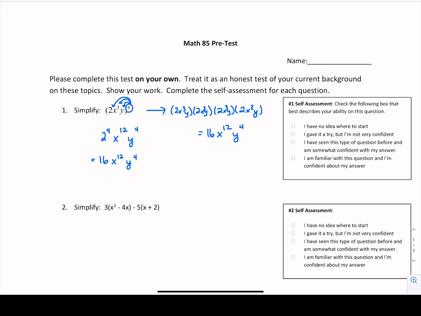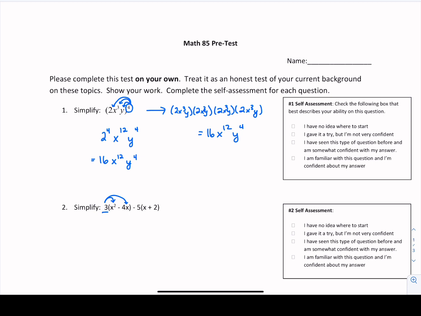Okay, let's take a look at our second example and see how this differs slightly. Once again, we're asked to simplify, which means remove the brackets and try and collect any like terms if possible. Here we have a single term of 3 being multiplied by x squared minus 4x. So essentially we need to distribute that 3 through the bracket. So we're going to multiply those two terms by 3.